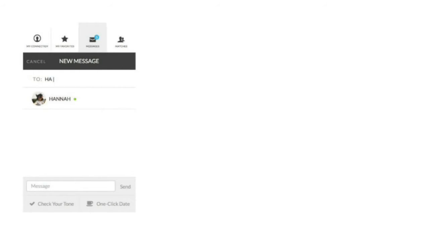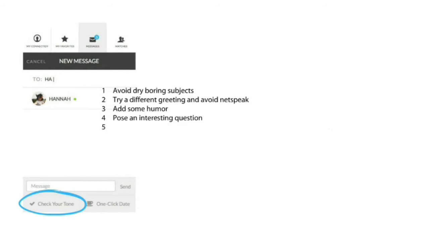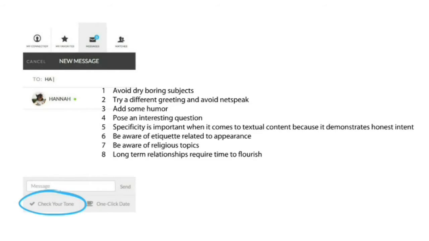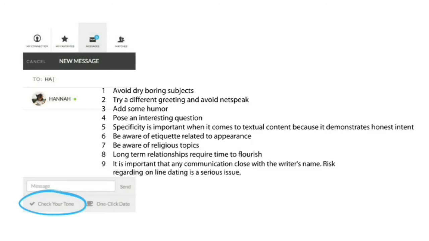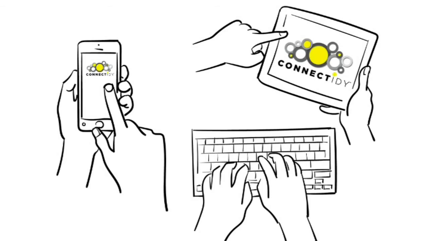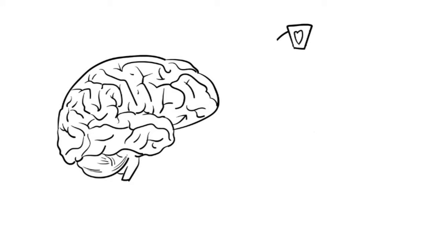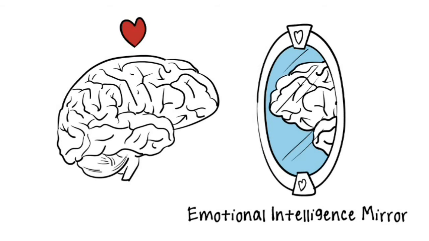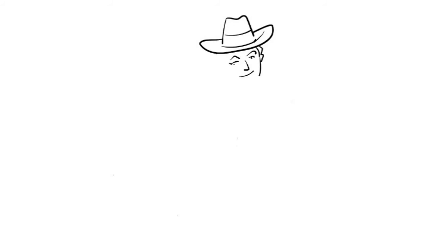And once the written correspondence starts, Connectidy has a tone checker that will ensure the way members are corresponding to their matches is a true reflection of the tone they really want to convey. The more they write, the more Connectidy learns. And the more Connectidy learns, the more refined it gets. Connectidy provides a mirror into emotional intelligence, unlike any dating site on the market, helping users understand who they are, how they are seen, and who they will be best matched with.